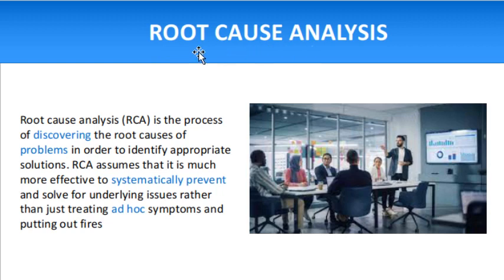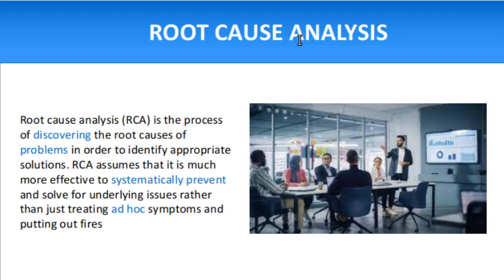So friends, the topic is root cause analysis. Basically there are three terms here: root, cause, analysis. Root means the major, basic thing, cause means the reason, and analysis means analyzing the factors. So if you just see these terms, root cause analysis means we are analyzing the basic reason of the problem.